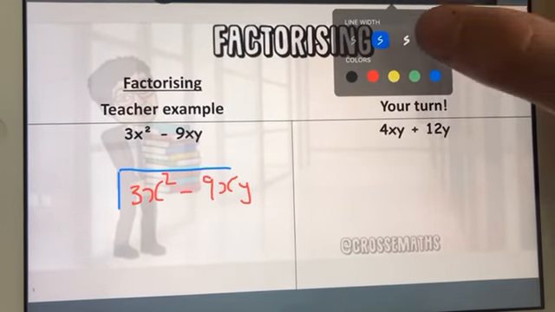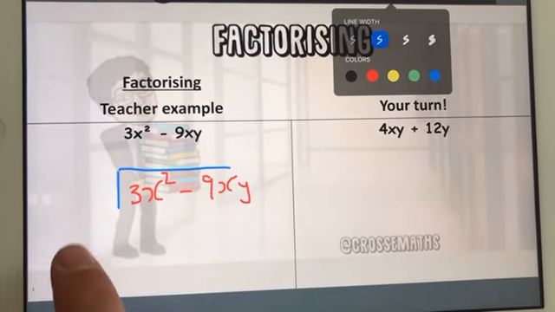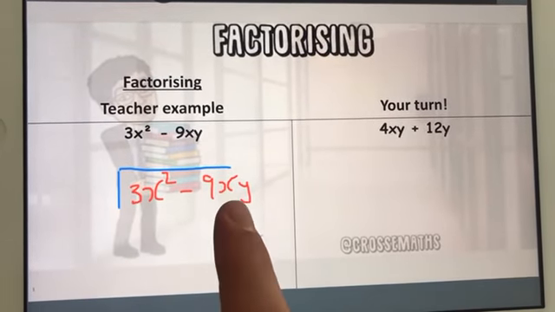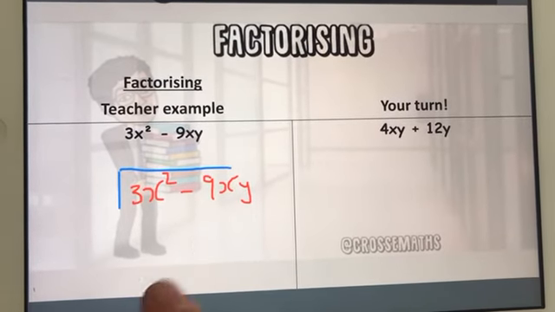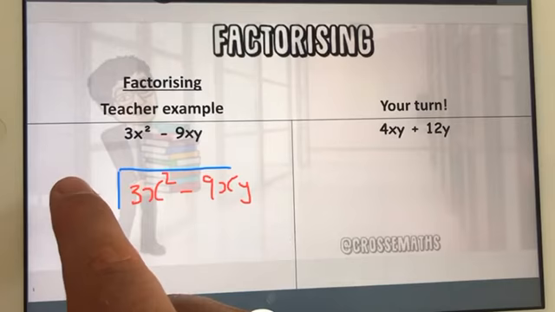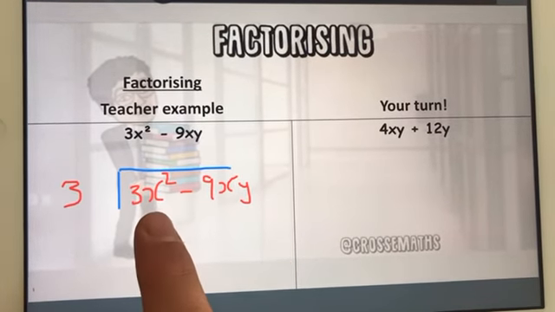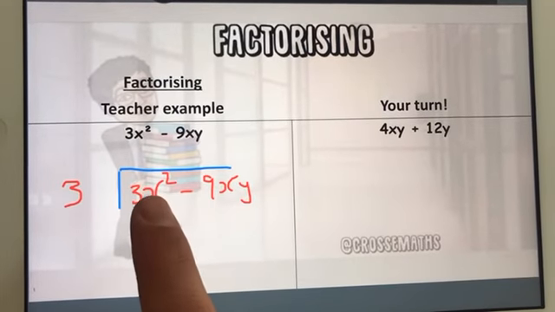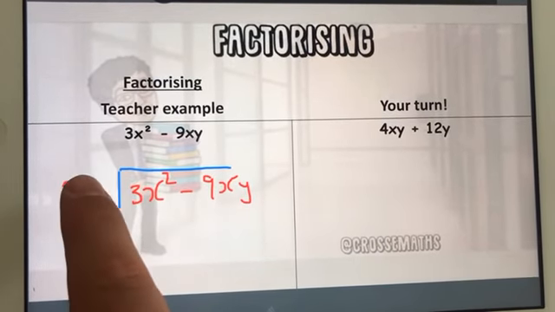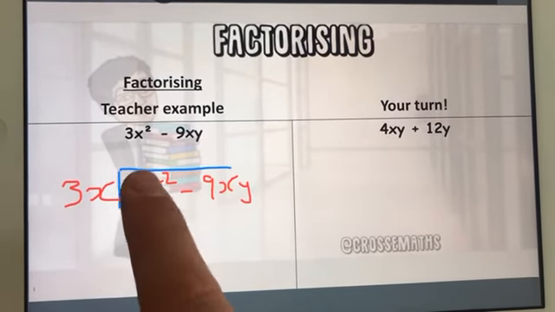Now, you've got to look at, exactly as I said before, what you can take out the front. I've got a 3x squared and a 9xy. Look at the numbers first. Is there a number in both sides? Yes. The biggest thing that goes into 3 and 9 is 3. Now look at the letters. I've got an x and a y and two x's. The biggest number of letters I can take out is 1x, because there's two x's here and 1x there. I can only take out an x at the front. Once you're there now, 3 divided by 3 is just the number 1.